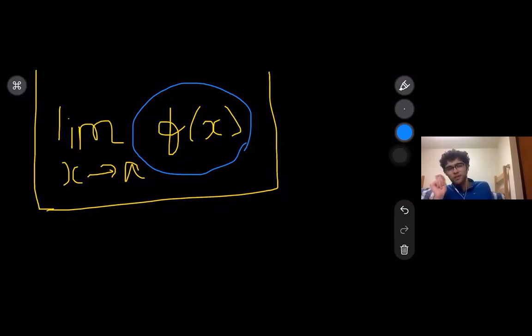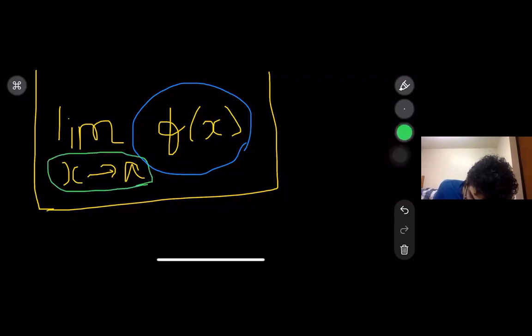That's the first bit of information that we can get the moment we see this equation, that there is a function. The name of the function is f and it's on the variable x. Second thing we are seeing here, let me circle it in green, is x tends to a.